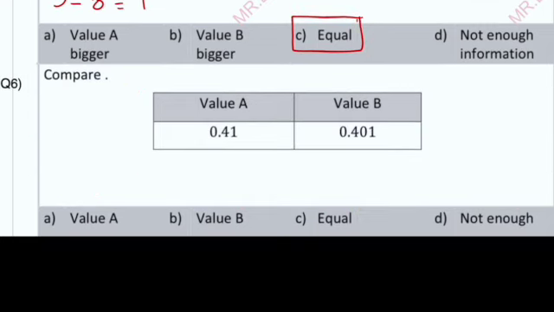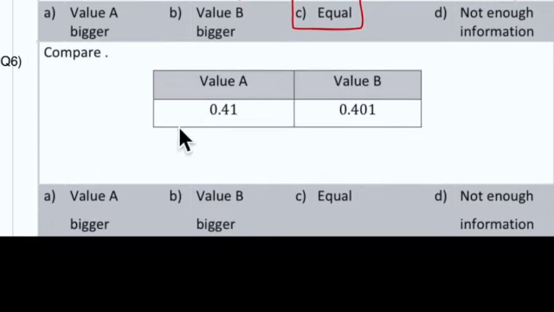Question 6, compare between 0.41 and 0.901. If you want to compare between two decimal numbers, you have to check the number of digits after the decimal. So we have 2 digits and we have 3 digits, so we have to add 1 zero. So it will be 410 and 401. So the value of A is greater, so the answer is A.